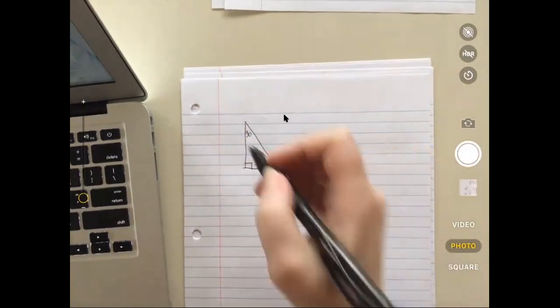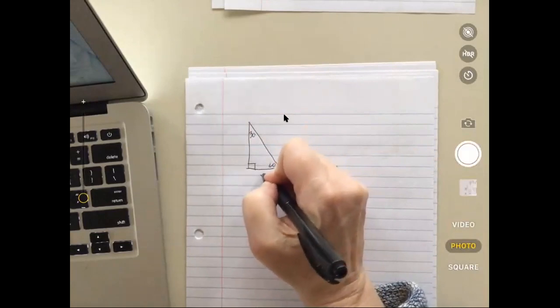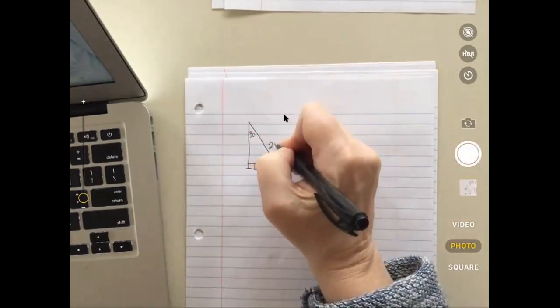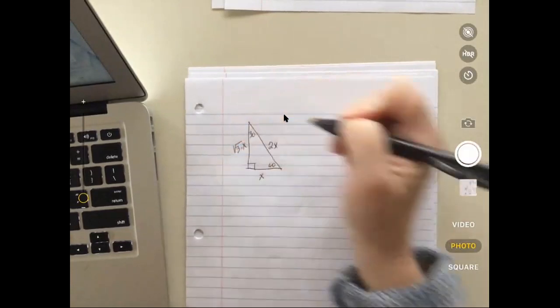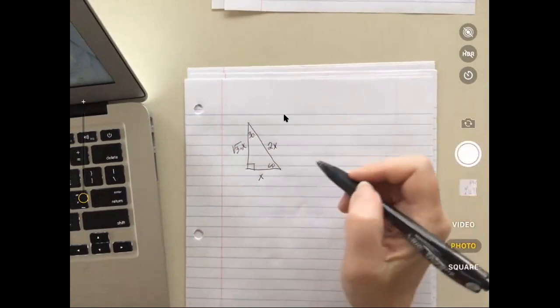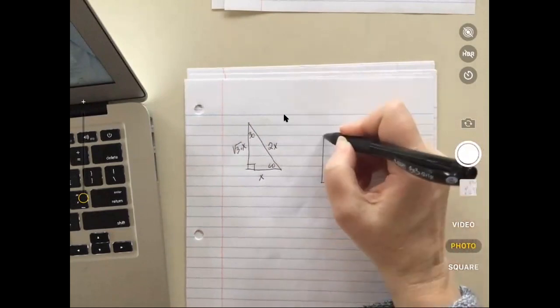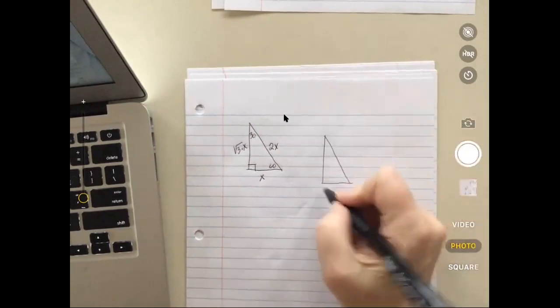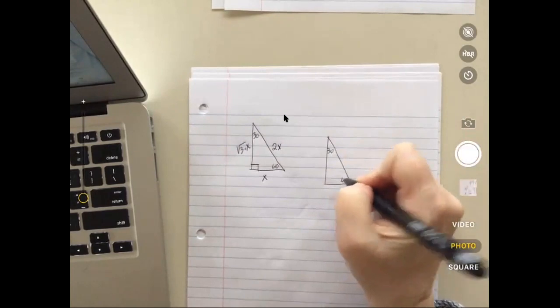ratio. And let me see if I can remember it. Let's see. This is x, and this is 2x, and this is the square root of 3 times x. I think that's the way they show it. So they're always in this kind of ratio. If, for example, you have the 30, 60, 90 triangle, here's the 30, here's the 60-degree angle, there's the 90-degree angle.